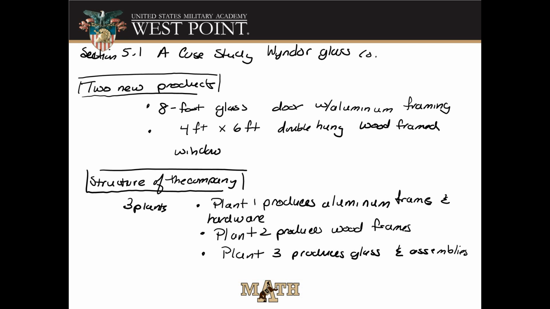So in this story, there's a company, they have 2 products, an 8-foot glass door and a double hung wood frame window, whatever. They're trying to have these 2 products. And they have 3 plants that are making the ingredients for this product. I had to figure that out by reading it. So I'm blowing past all the time I spent just reading it. Plant 1 produces aluminum frames, and plant 2 produces wood frames, and plant 3. So they're giving me some information about how this is going to be done.